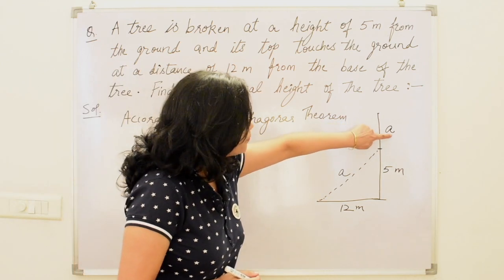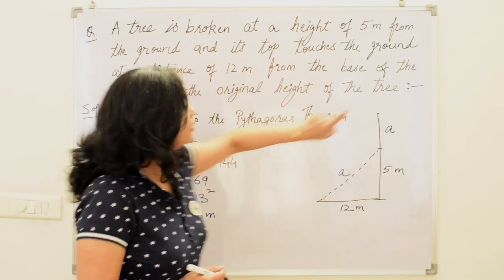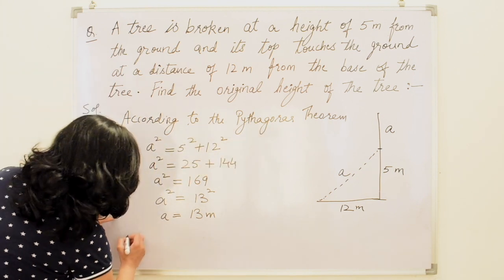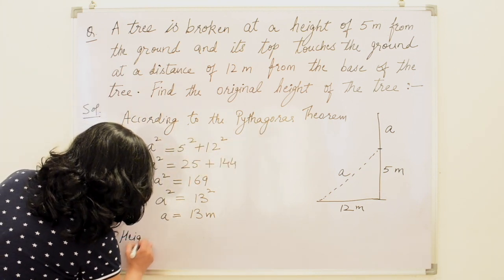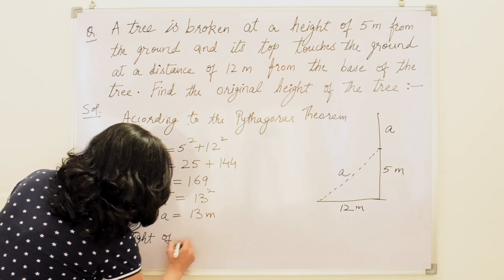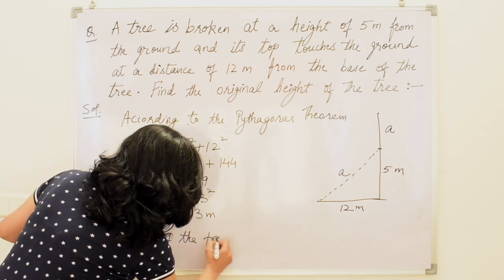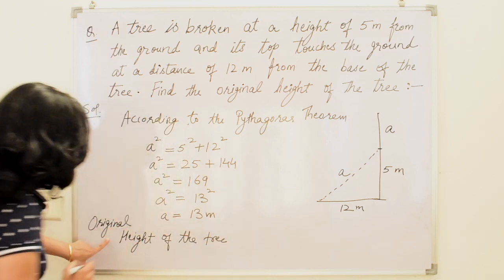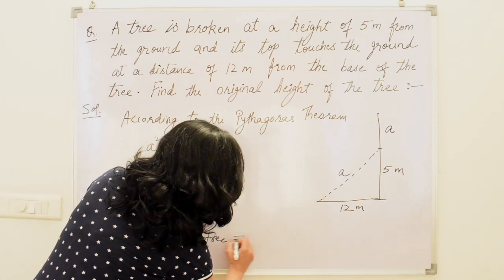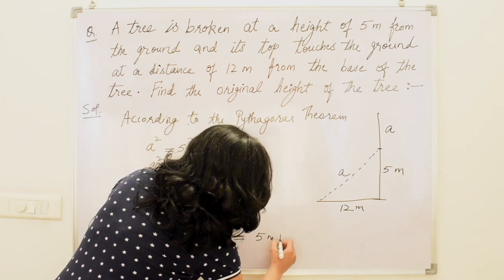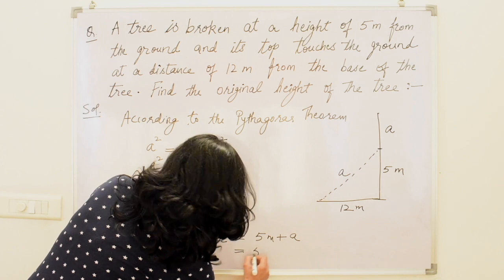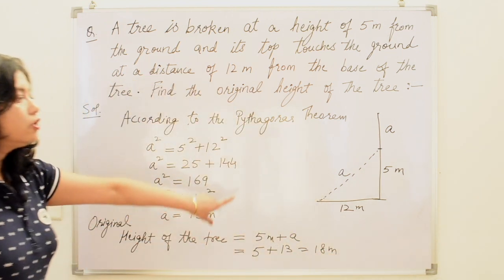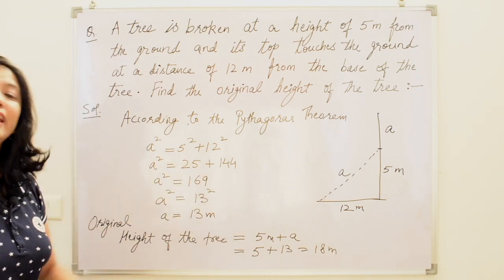A is this, the rest of the height of the tree. But we have to find the original height of the tree, means the total height. So the original height of the tree is equal to 5 meters plus A. So this is 5 plus 13, which is equal to 18 meters. So the original height of the tree is 18 meters.